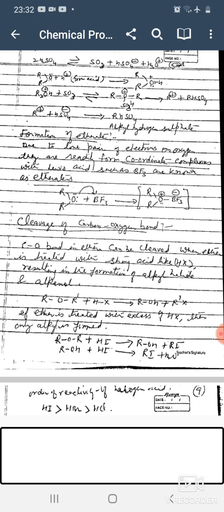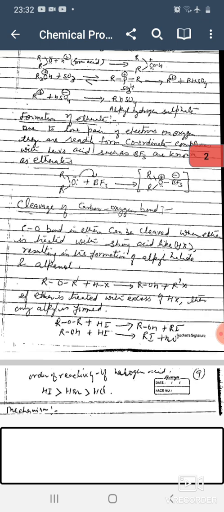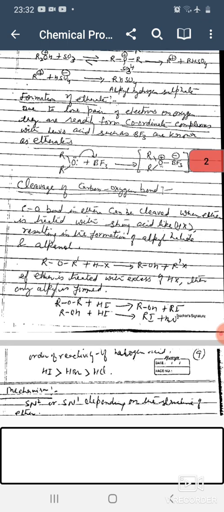Next, cleavage of the carbon-oxygen bond. The C-O bond in the ether can cleave when ether is treated with a strong acid like HX, resulting in the formation of alkyl halide and alkanol. ईथर की HX से रिएक्शन करते हैं तो अल्कोहल और अल्काइल हैलाइड बनते हैं. If ether is treated with an excess of HX, then only alkyl halide is formed.